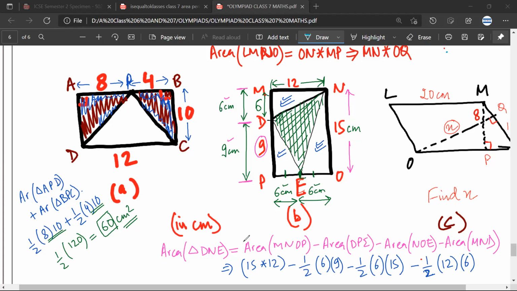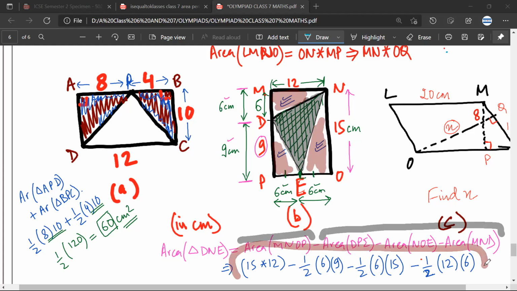Yes, sir. So we need to solve this to find the area of this triangle. So basically, we have found the area of the rectangle, then we subtracted the area of the three smaller triangles. The three smaller triangles look something like this, this and this. Mr. Sarthak, any doubt till here? No, sir. And then you solve for this and then you find the value.